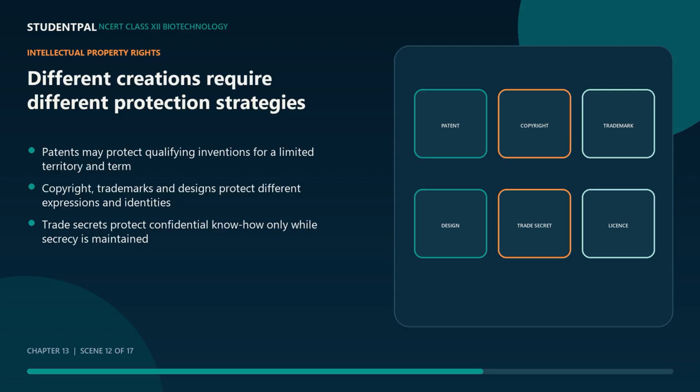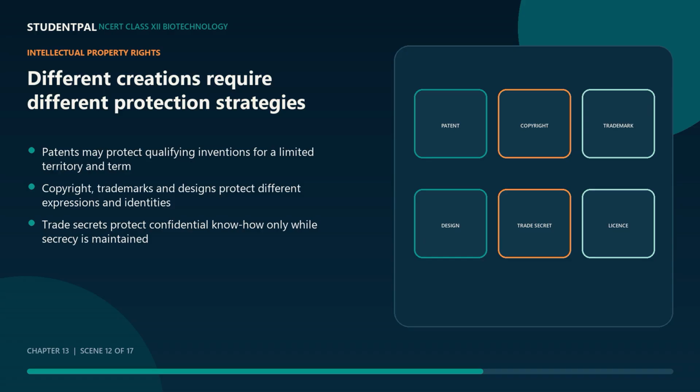Intellectual property systems protect different forms of creation under different conditions. A patent may protect an invention that meets legal requirements such as novelty, inventive step, and sufficient disclosure. Protection is territorial, time-limited, and not automatic permission to commercialize. Copyright protects original expressions such as manuals, software, or illustrations, not the underlying scientific fact.